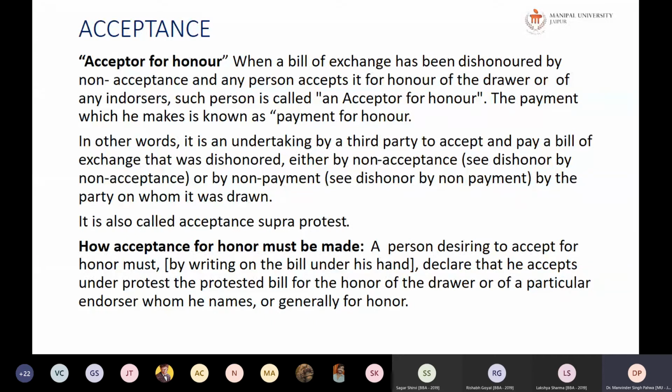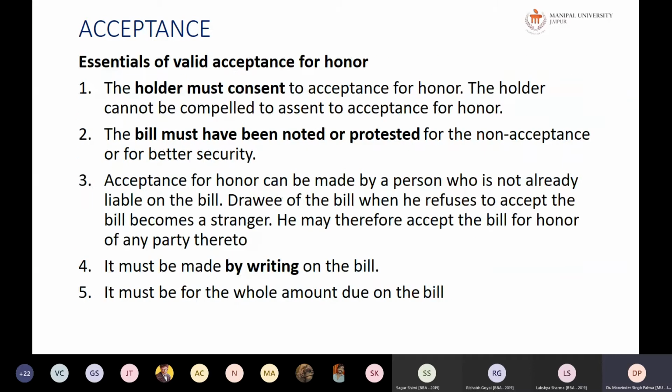He will be called the acceptor for honor. So it is acceptance by honor, you can say. Okay, so some other third party is coming into the picture. So what are the essentials of a valid acceptance for honor?